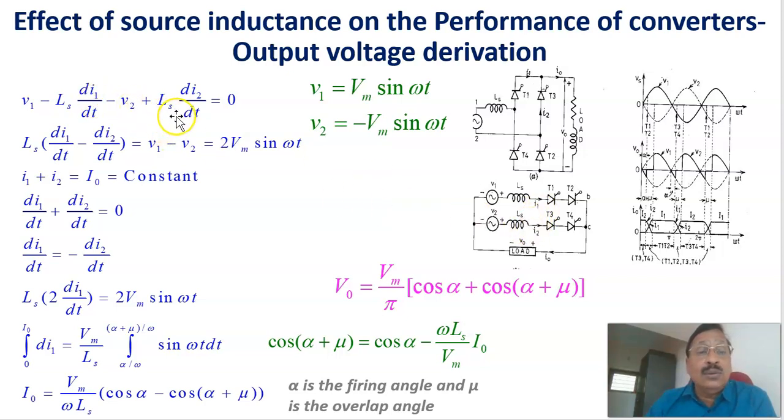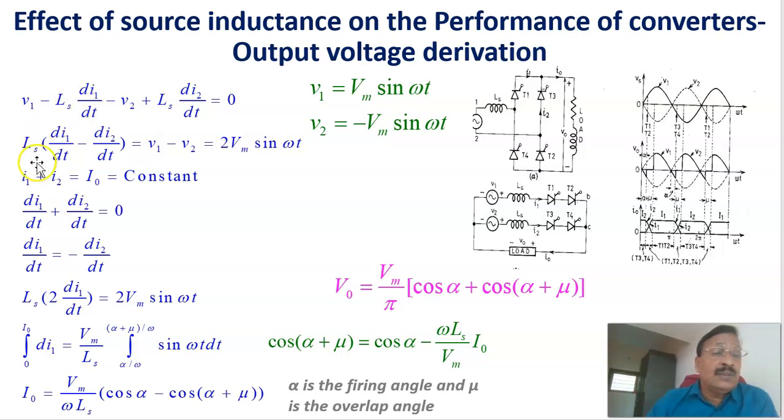Again, here the drop is plus to minus. Here is a potential rise, a plus Ls into di by dt, because the current is in this direction and we are considering the opposite direction. Therefore, when you are proceeding from minus to plus, the plus sign comes, plus Ls di2 by dt, that is this current di2 by dt, and that equals 0. Therefore, this is the Kirchhoff's voltage law equation for this loop.